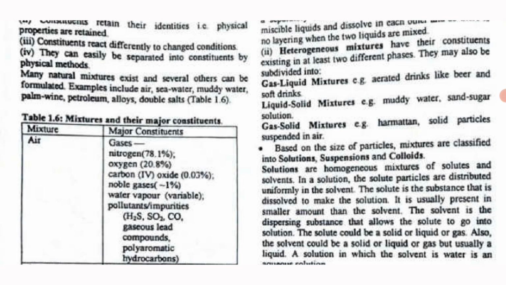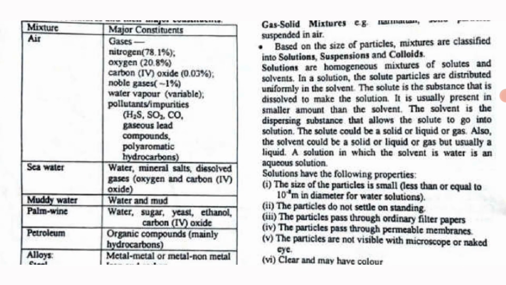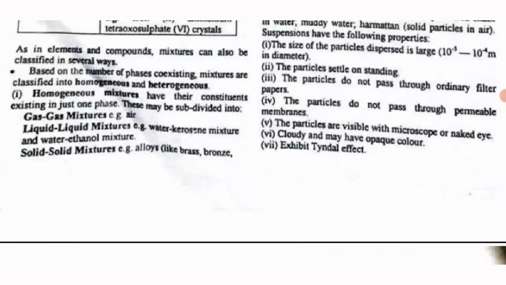Secondly, we have heterogeneous mixtures. Now, these heterogeneous mixtures have their constituents existing in at least two different phases. They may also be subdivided into gas to liquid mixture, liquid to solid mixture, and gas to solid mixture. For the gas to liquid mixture, we have carbonated drinks, we have aerated drinks like beer and soft drinks. Liquid to solid, we have muddy water, we have sand, sugar solution. Gas to solid, we have harmattan, solid particles suspended in air. Now, that was based on the number of phases coexisting. That's how we classified mixtures into homogeneous and heterogeneous.